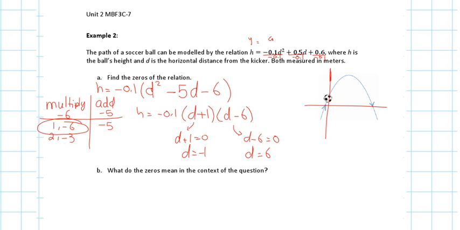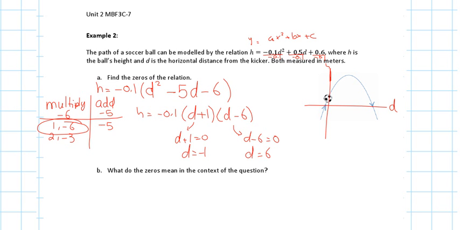What's on the x? The distance from the kicker. Okay, so the height of the ball is on the y. The distance from the player is on the x. So negative 1 is right here. So this is where the player is standing. The player is standing in the middle, right, on the origin. And the ball is right here.